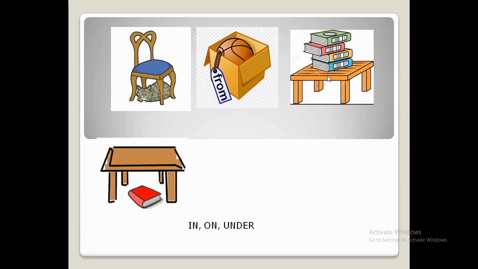So we have another example here. So you have to tell me which one do I have to use, in, on, or under. Okay, the right one is under, okay? So we say the book is under, this one, under the table, okay? Another example, we have a pair of shoes here. So we have to say these shoes are under the table, okay, under.